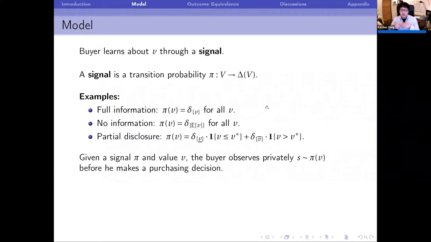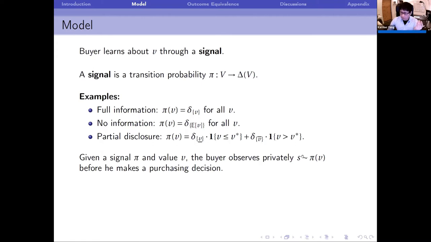Now, given a signal and a true value V, the buyer is going to observe privately the signal realization that is drawn from pi of V, and then the buyer is going to update via Bayes rule before he makes a purchase decision. The price is going to be determined by the mechanism and business models, which I'll explain later. But at the time when the buyer makes a purchase decision, he has already updated after receiving this private signal realization.